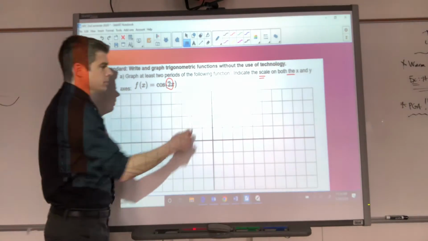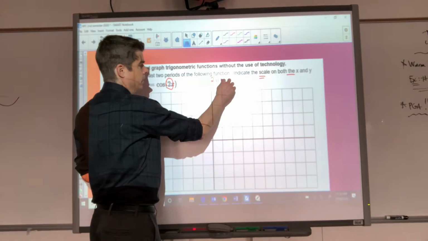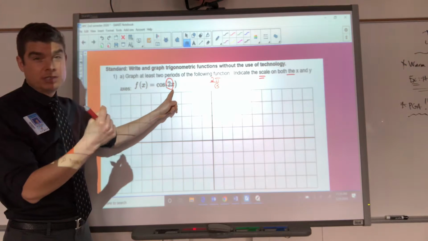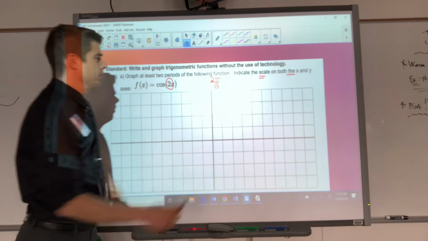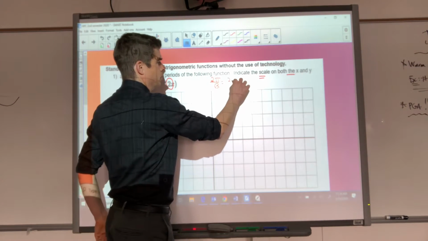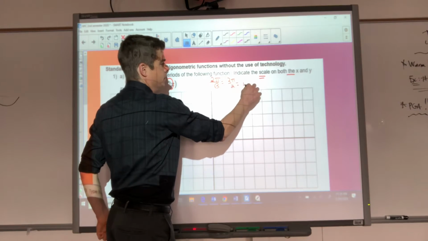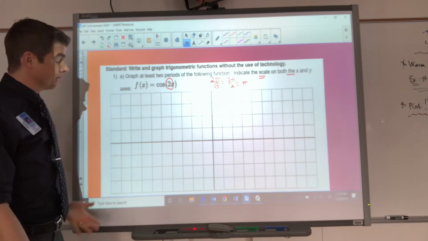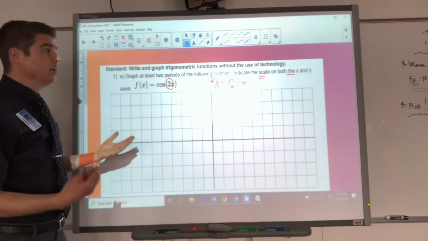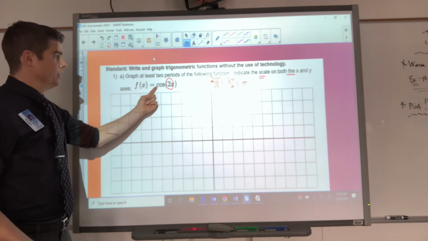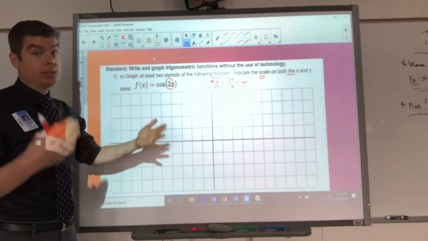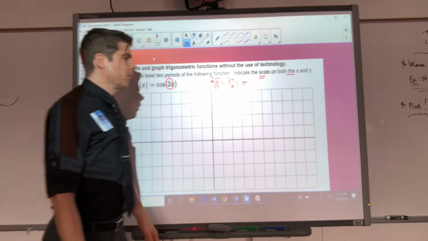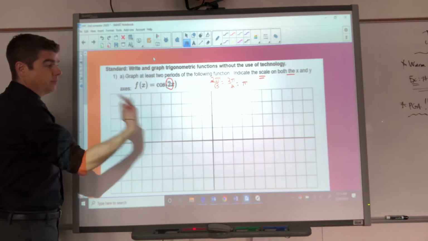And some of your teachers may have talked about this idea of 2 pi over b, where this coefficient of 2 is your b value. So that's going to help me figure out the new period, or the new wavelength, of this particular function. In this function, the wavelength is going to be pi. That's the only transformation of this function. The amplitude is not changed. We're not shifting up, down, left, or right. Just a fundamental change of our period based on this frequency of 2.